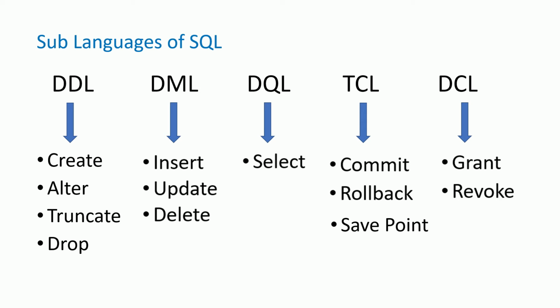What is DQL? DQL is your select query, the way you can select your data. What is TCL? TCL is Transaction Control Language. In Transaction Control Language, you have commit, rollback and savepoint, right? Savepoint is really important. This also comes up in interviews, that what exactly do you mean by savepoint. So we'll learn this also by practical.